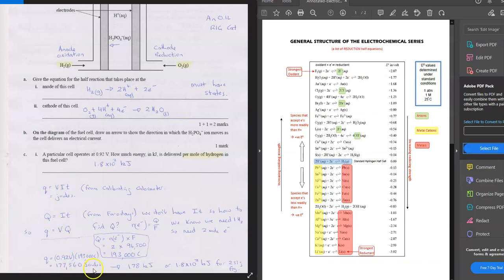Then we get that many joules, convert it to kilojoules, and because this is 2 significant figures, if we put this in standard notation, 1.78 by 10 to the 2, you can round it to 2 significant figures. So it's 1.8 by 10 to the 2 kilojoules.